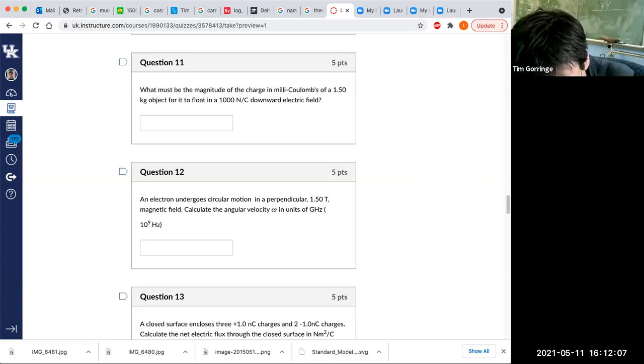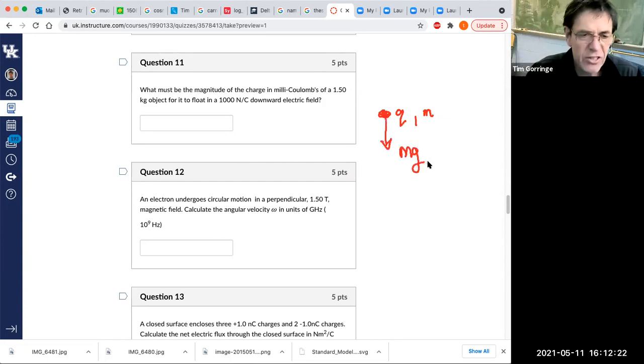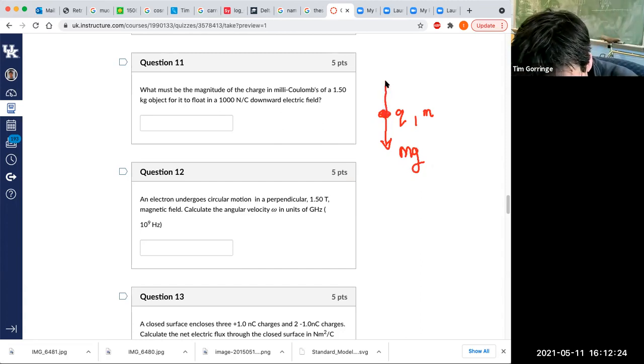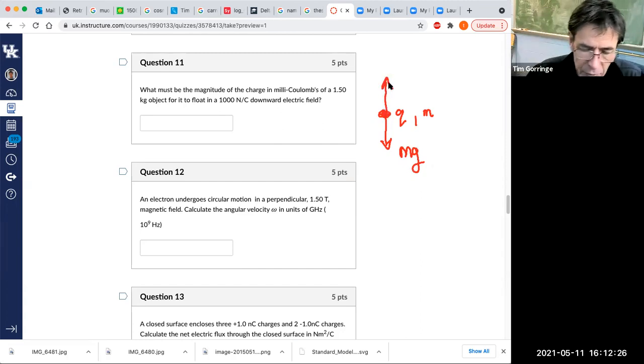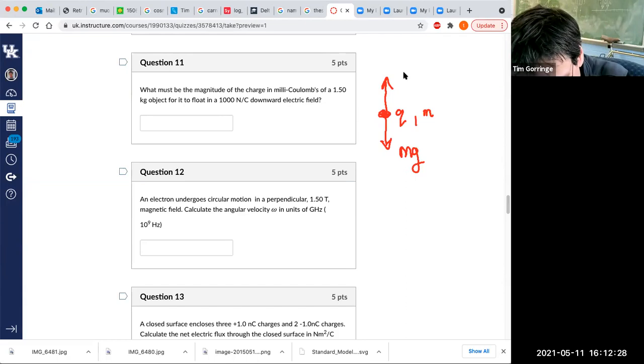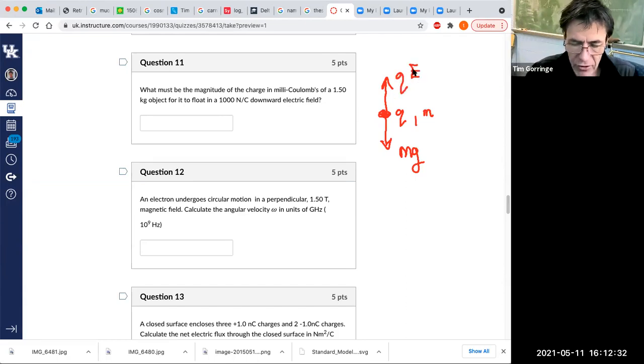So what's going on here? What's going on here is we've got a charge. Here's the charge, and it's got some mass. And so there's a gravitational pull downwards, mg. I just think of that as the strength downwards. And there must be a corresponding electrical force upwards. And that electrical force in terms of the electrical field is QE.